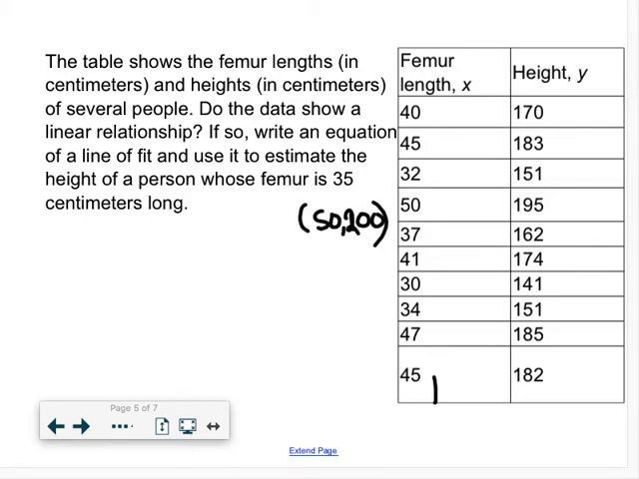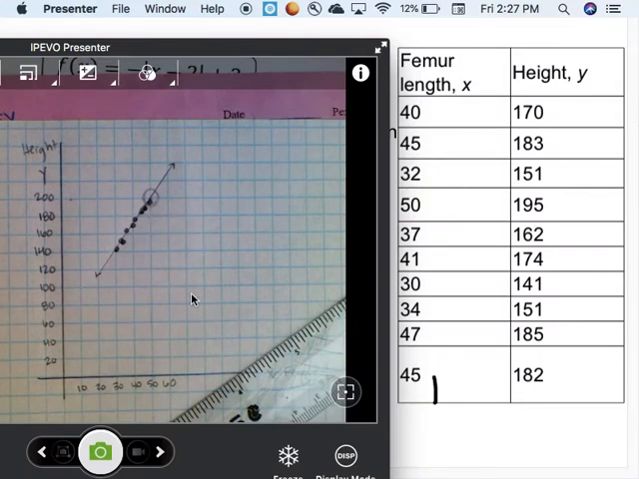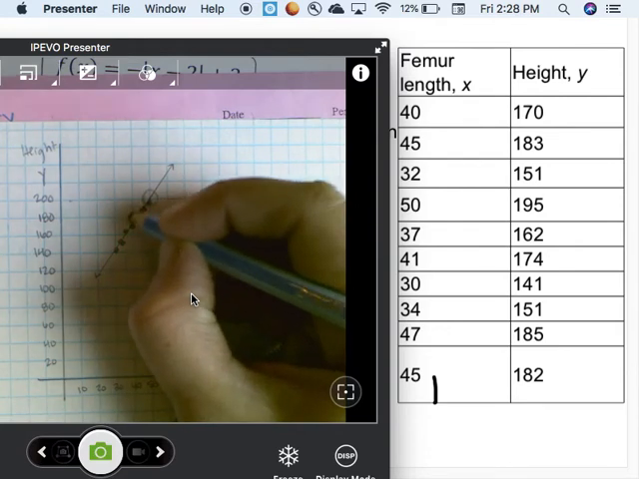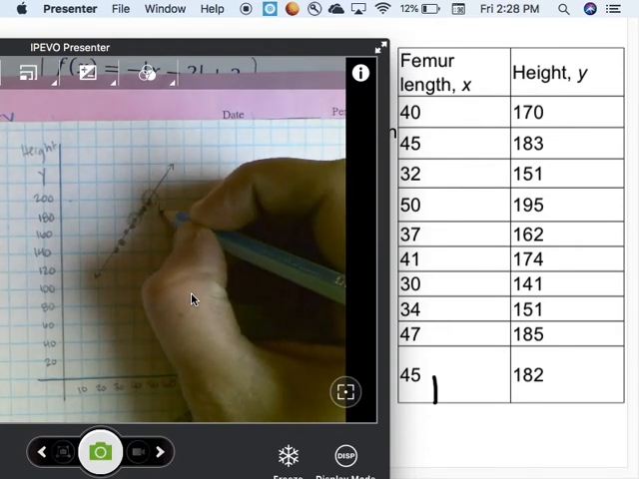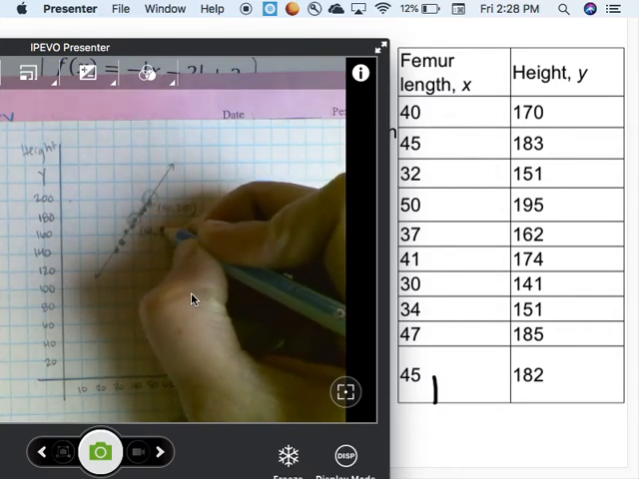And then I can pick, label my points, but it looked like it goes through this point right here, which must be my 41, 174 because it's really close to 40. Okay, so I'm going to circle this point right here. So I said this point was 5,200, and this point is from my table 41, 174.